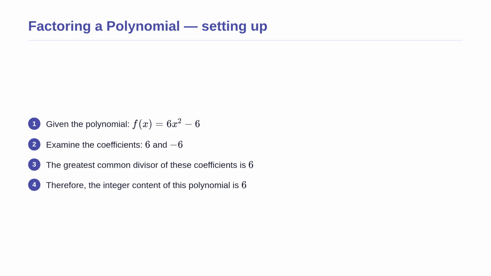The greatest common divisor of these two numbers is 6. Therefore, we determine that the content of this polynomial is 6. This is our crucial first step before we tackle the algebra.